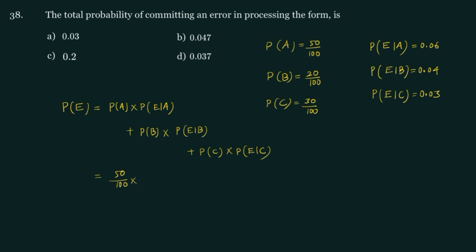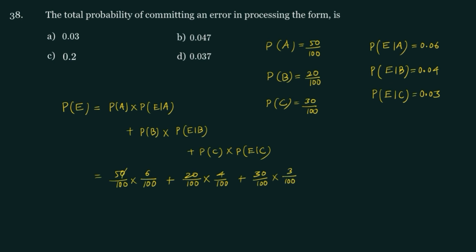So this will be equal to P of A, which is 50 by 100, into P of E given A, which is 0.06, that can be written as 6 by 100, plus probability of B is 20 over 100, and probability of E given B is 0.04, that is 4 by 100, plus probability of C is 30 by 100 into 0.03, which is 3 by 100.